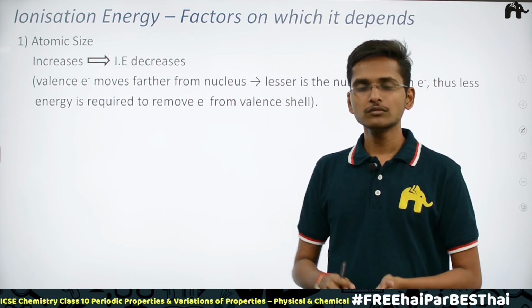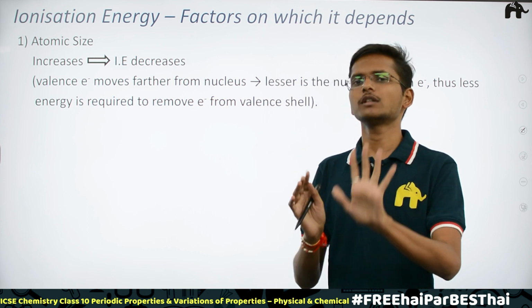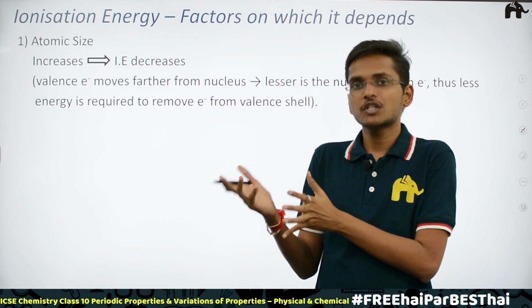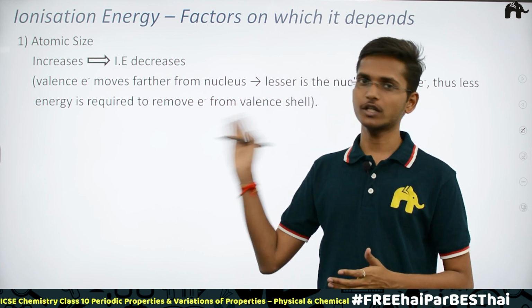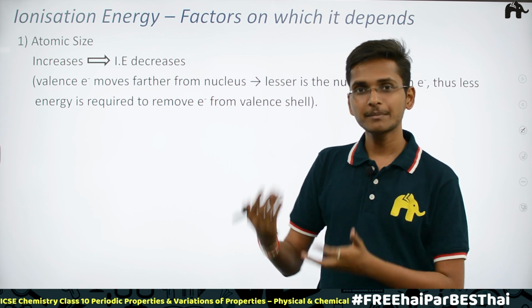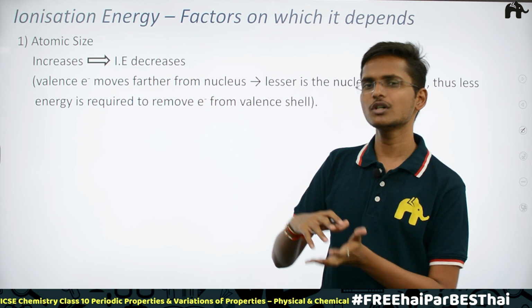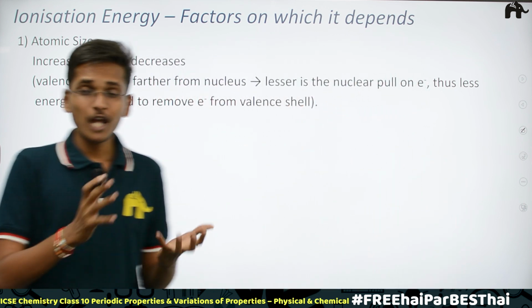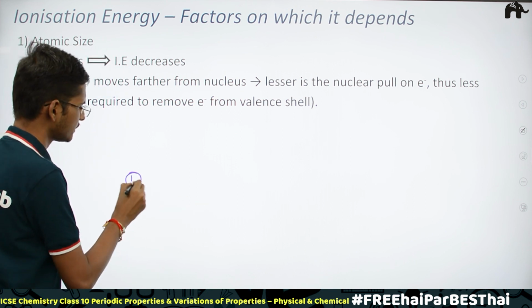Now let's move on to the factors on which ionization energy depends. So we all know, apart from atomic size, I have already told you all the other periodic properties, all the rest 5 periodic properties would depend on atomic size and nuclear charge. So here ionization energy also depends on atomic size and nuclear charge. So first we are going to see what happens to the ionization energy when atomic size increases, and then we would see what happens to the ionization energy when nuclear charge increases. So here let's see what happens to the ionization energy when atomic size increases. So I'm taking a very cute atom.